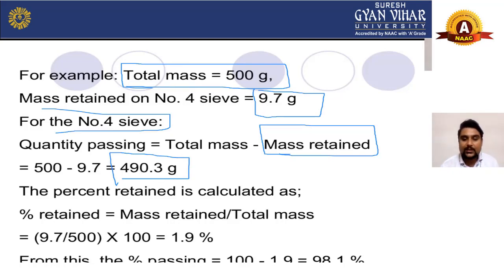490.3 gram. The percentage retained is calculated as mass retained upon the total mass. It will be 9.7 gram, which is retained by the number 4 sieve, divided by the total mass. Total mass we have taken here is 500 gram, as you can see, into 100. Then we are getting 1.9%. From this, percentage passing is equal to 100 minus 1.9. It will become 98.1, which means 98.1% of soil is passing through sieve number 4.